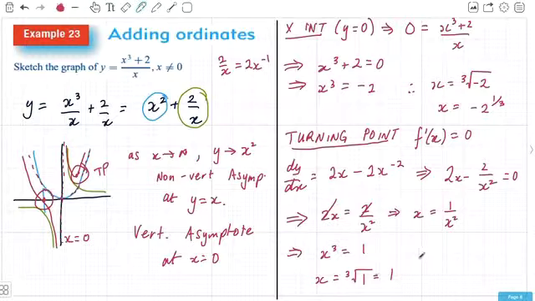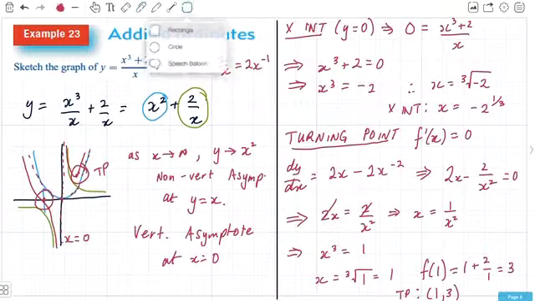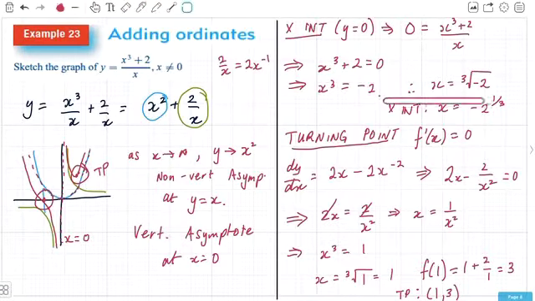So we have a turning point at x equals 1, and we know that if we put 1 into the function, we have 1 squared plus 2 on 1, well that's 3. So we have a turning point at (1, 3). So we've got our turning point and also our x-intercept, and I'll just label those there so you can see x-intercept and turning point. I'll just put a box around them as well. There's quite a bit happening.